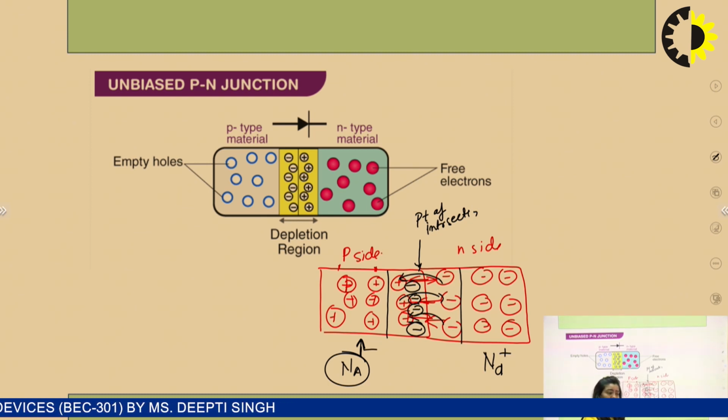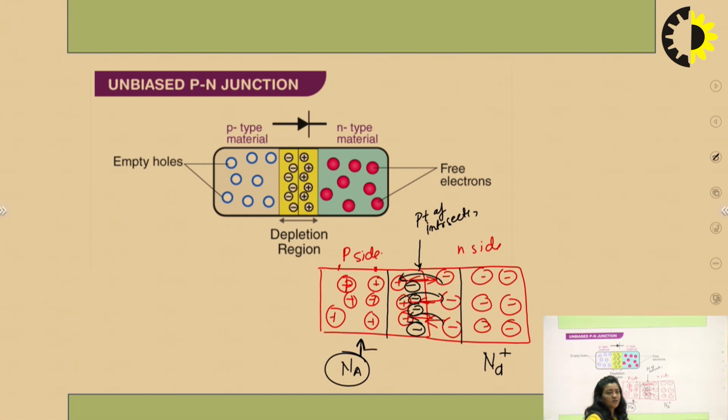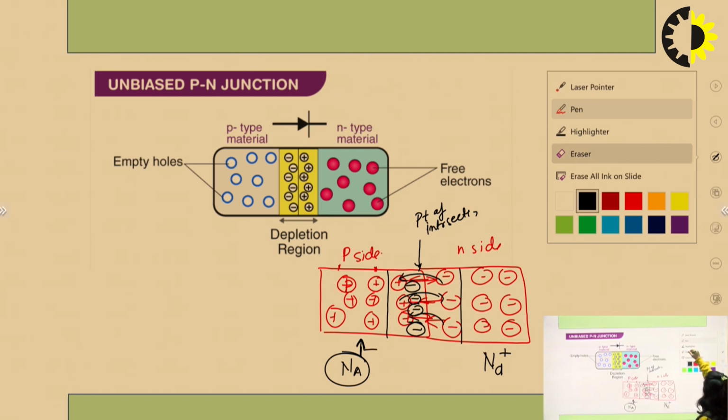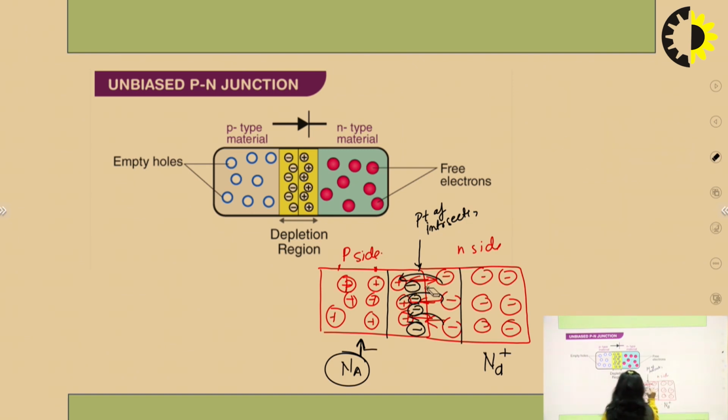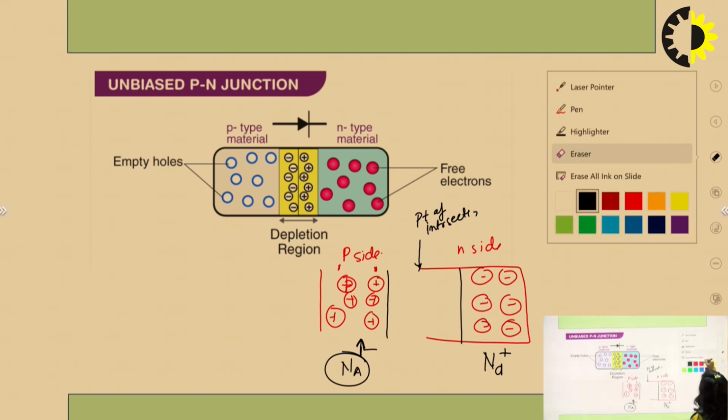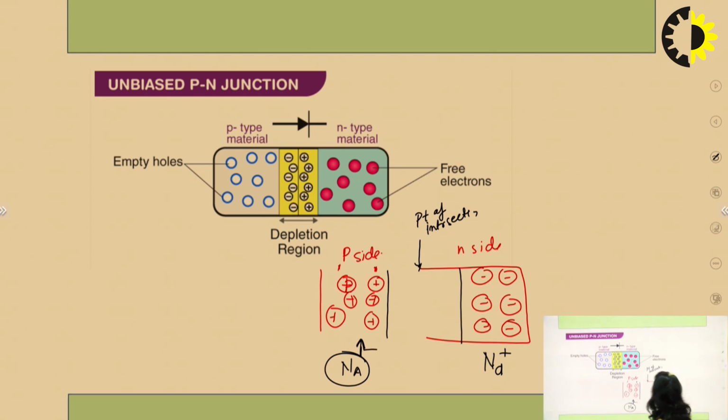So accepting electrons means accepting a negative charge. So the charge polarity of the acceptor ion is negative, and the charge polarity of the donor ion is positive. So they recombine, and a time occurs after which, in this region, only the ions are present.